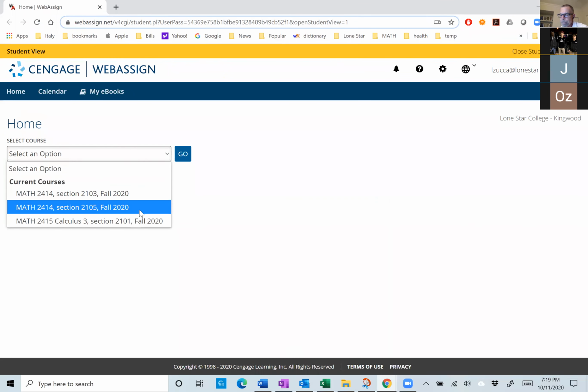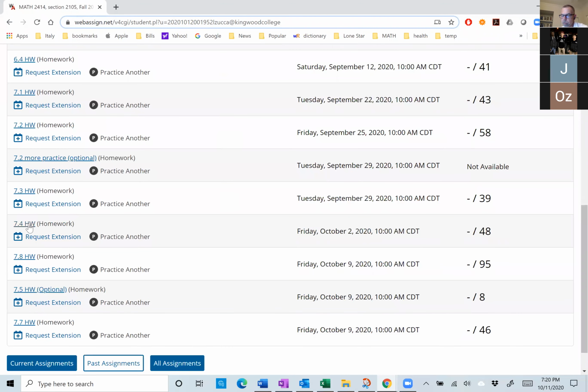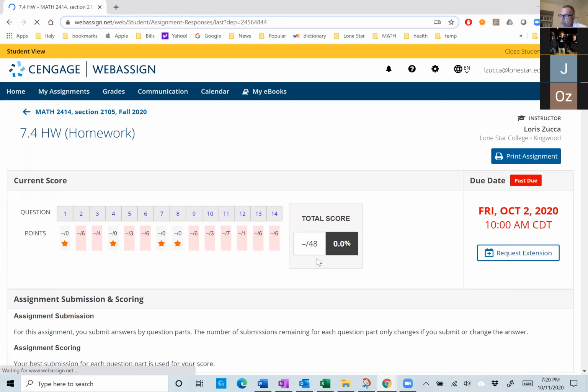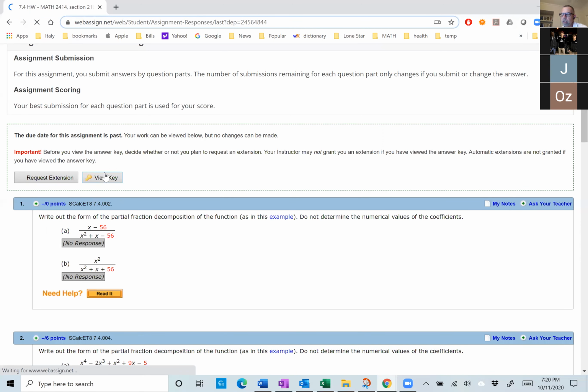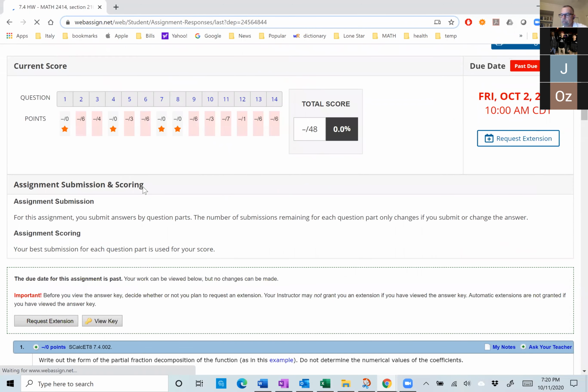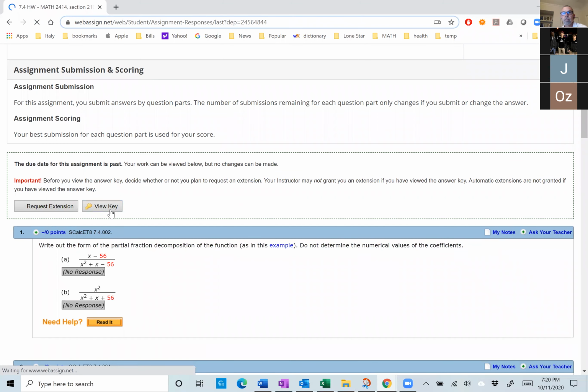You go down and you see past assignments right here. Let me see here. So let's say I want to look at 7.4. Yeah, view key. It's right here, at the very top. View key. There you go. So let's click on that.